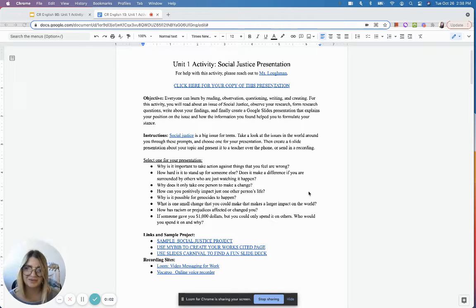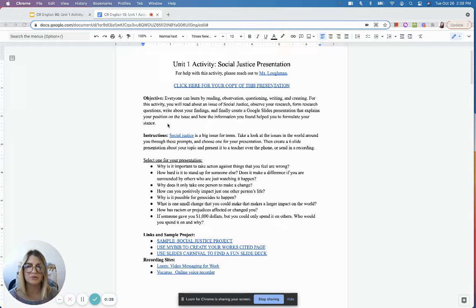Hi students, today we're going to look at the Unit 1 activity, the social justice presentation. This is for your CR English 9B class. This activity is all about social justice and creating a presentation that shows your position on a social justice issue. The objective says everyone can learn by reading, observation, questioning, writing, and creating.